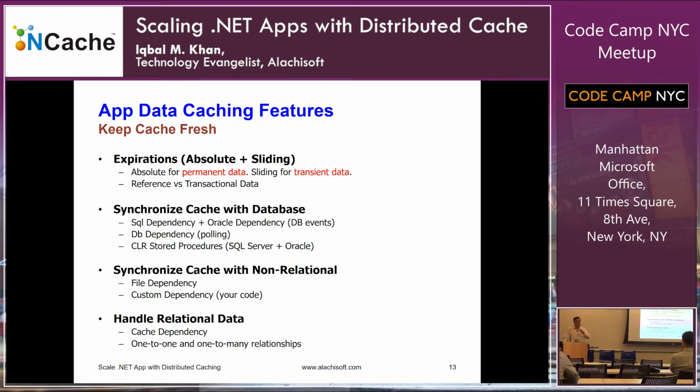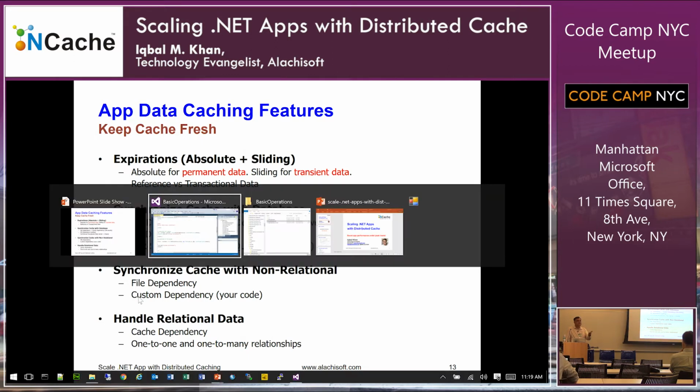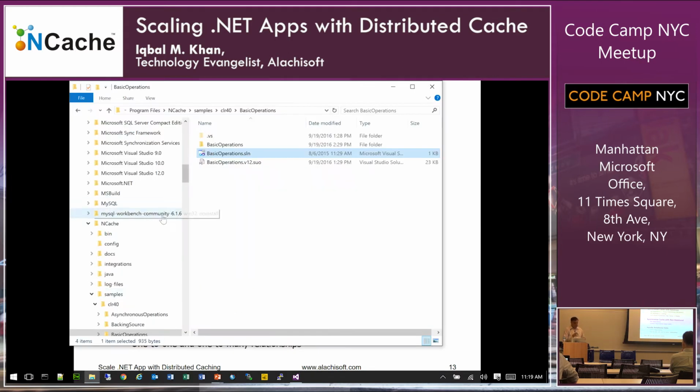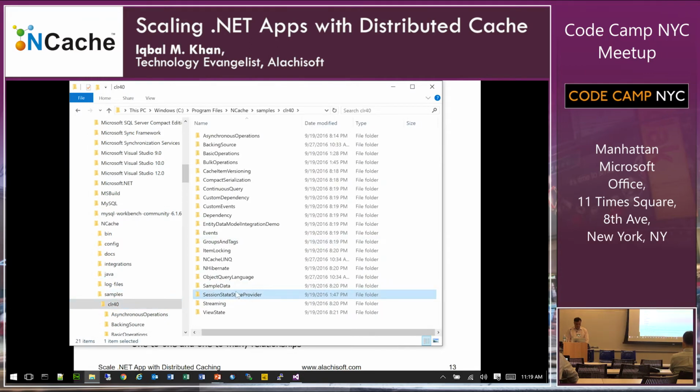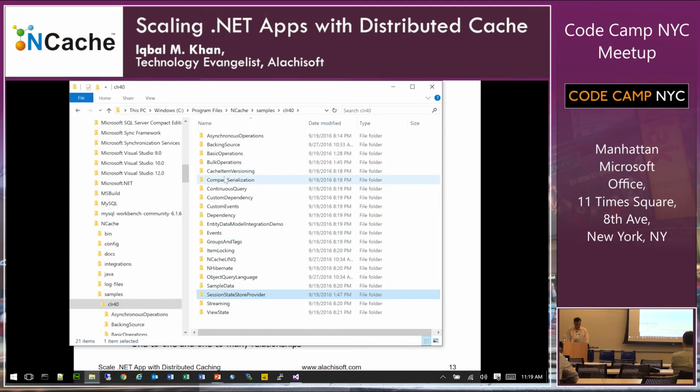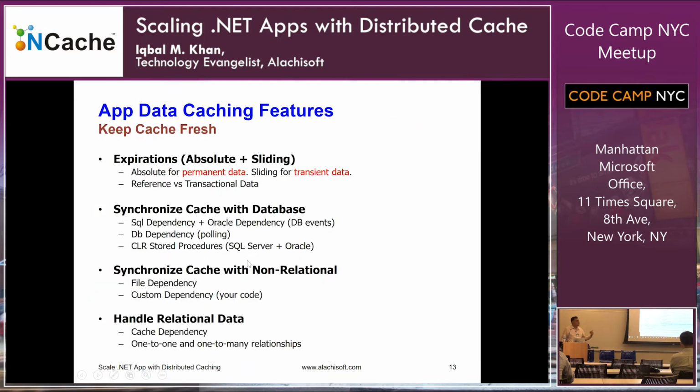These features use database events. So you can specify a data set in the database and say, here's my data set. Actually, I don't have an example of SQL dependency with me. But basically, when you're adding the item, you specify a dependency. You specify a SQL statement and say select customer ID from customer where customer ID equals 1,000, because that's what matches this item. So now the cache becomes a database client, and it monitors the database.